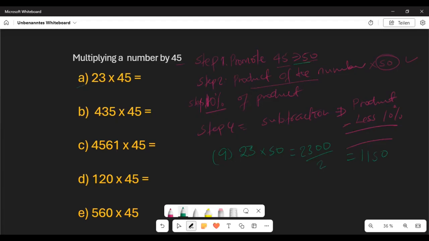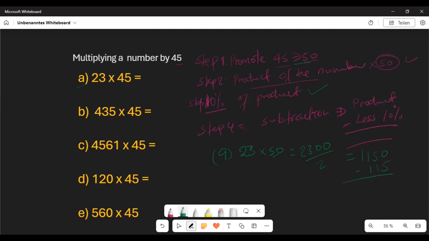So we promote it to be 50, we multiply the product by 100, and now we want to look for 10% of the product. So we know what's the 10% of this product. It's 115, and that's what we're going to subtract. So for us to get our answer, we just subtract that.